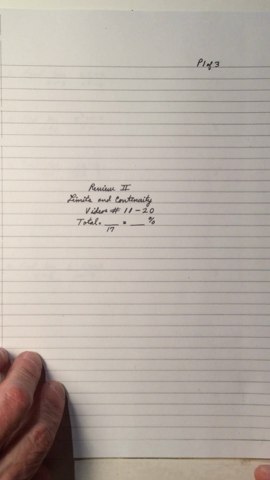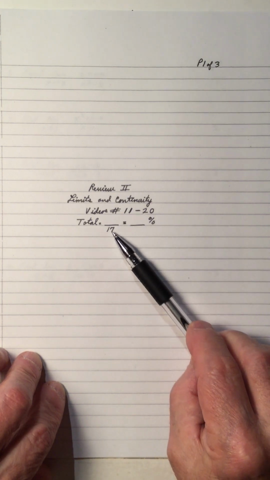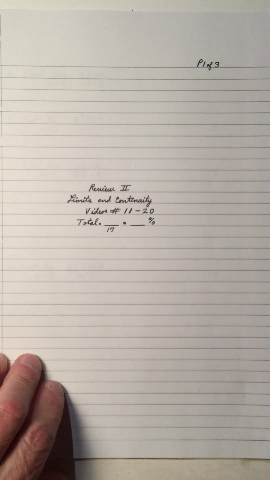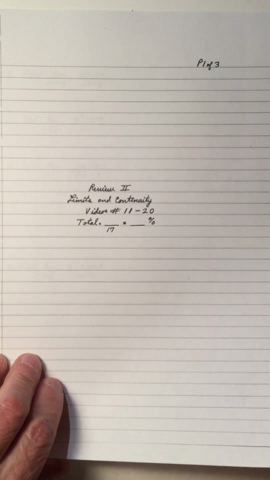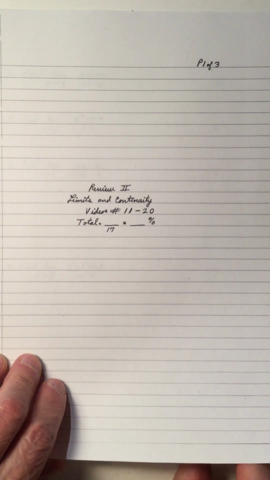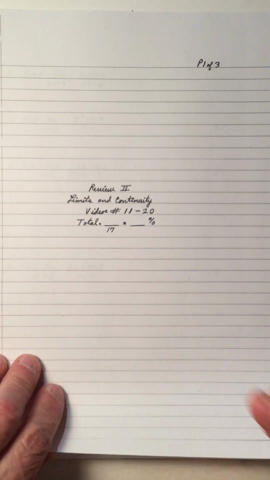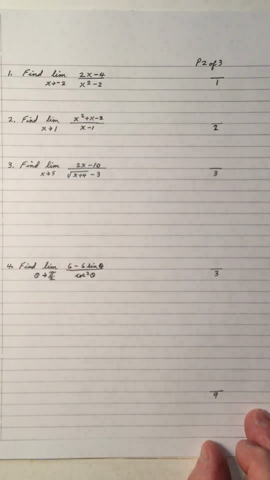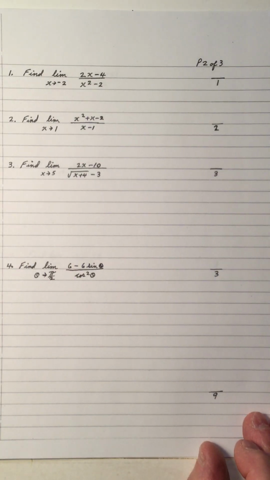And again, as in all reviews, mark it as a quiz, and this one will be out of 17. So you give yourself the marks for each question, total up the page, total up all the pages when you finish, and put your mark over 17 to get your percent. Here we go. Videos 11 to 20.